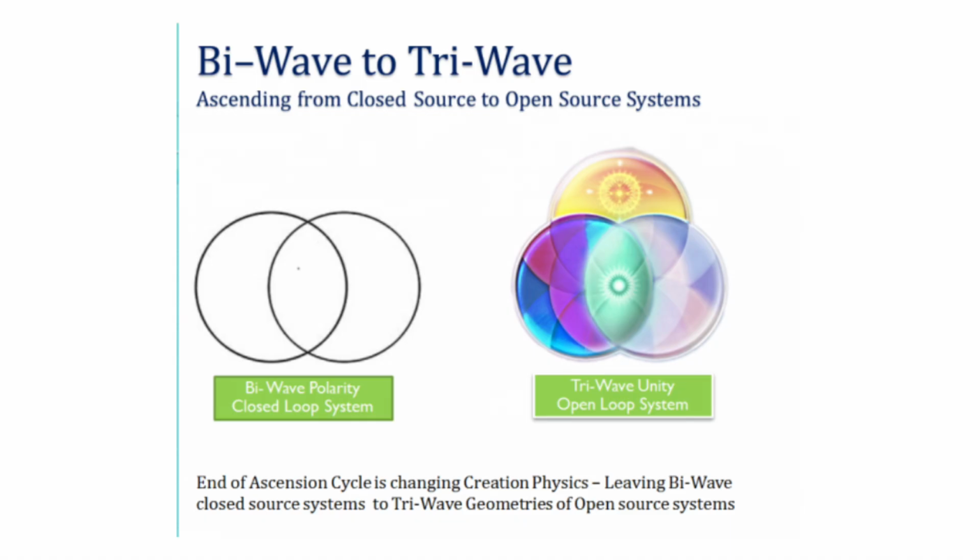First, I want to show you another image. That's an image of a bi-wave to a tri-wave, so that's ascending from a closed source to an open source system. This image comes from Ascension Glossary. Actually, most of the information that I'm referencing here comes either from Ascension Glossary or from the Keylontic materials of Ashia Dean. So just to inform you on that.